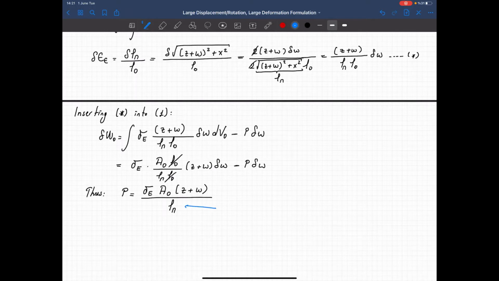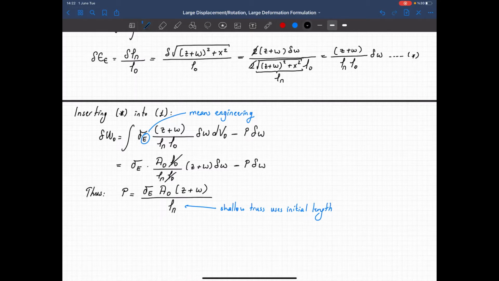Let's put a note. Remember that the small deformation shallow truss example uses initial length here. Okay, so according to this formulation we have to use final length, and let's say that this means engineering. So this is the stress compatible with this strain definition.